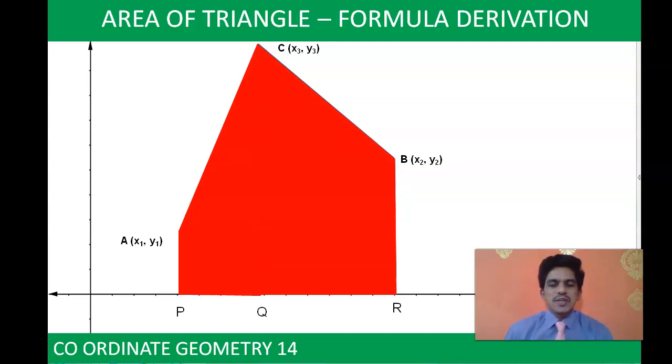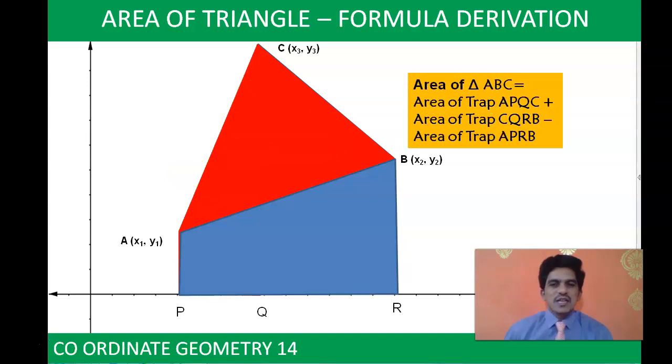These two trapeziums have covered the triangle and they also have one more extra area, which is in blue color. So, in order to calculate the area which is in red color, we have to calculate the area of the trapezium APQC, and the area of the trapezium CQRB. We add these two big trapeziums, and then from that whole value we subtract this blue trapezium, which is APRB. This is the procedure we are going to follow.